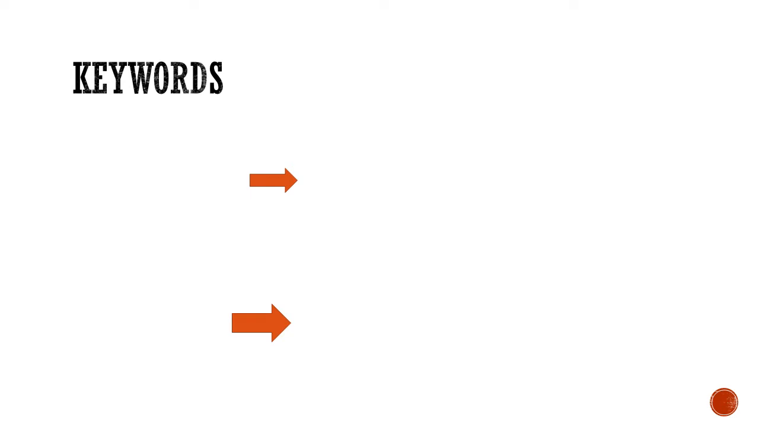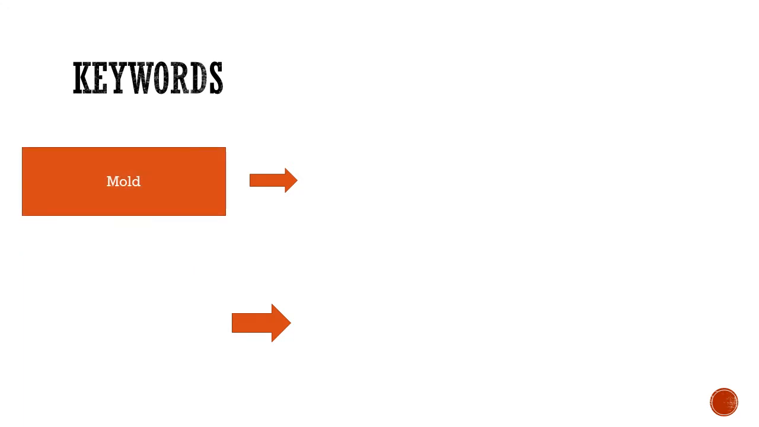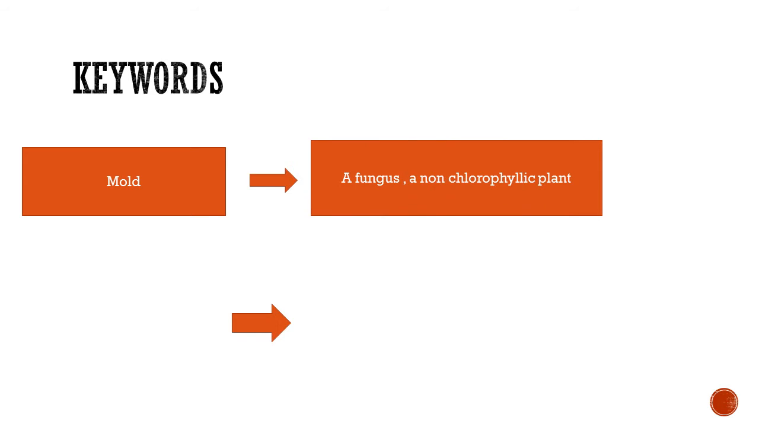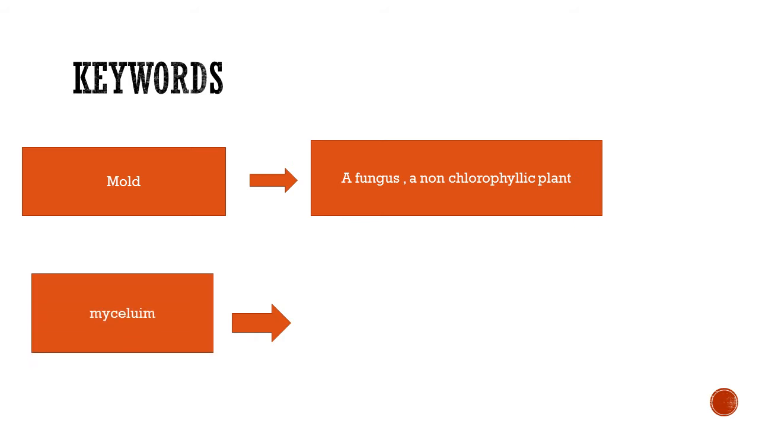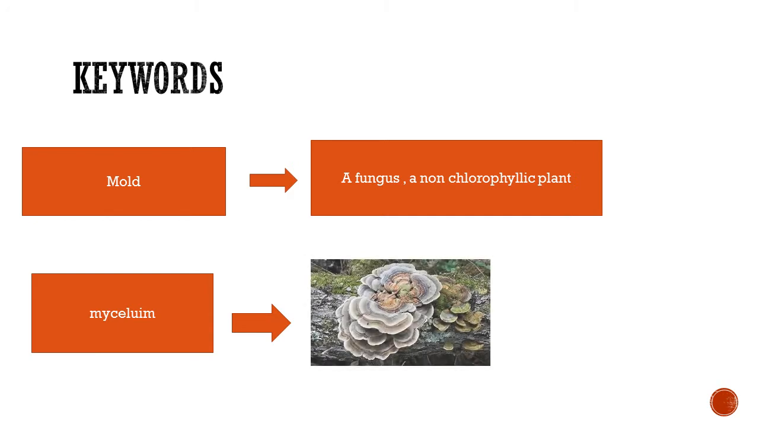Now, after I saw your beautiful drawings, I want you to follow with me because we are going to explain new keywords. The first keyword we are going to learn today is the mold. What is the mold? The mold is a fungus. It's a non-chlorophyllic plant. And you know that fungi have different types. And mycelium is one type of the fungus. As you can see, it's one mushroom type.